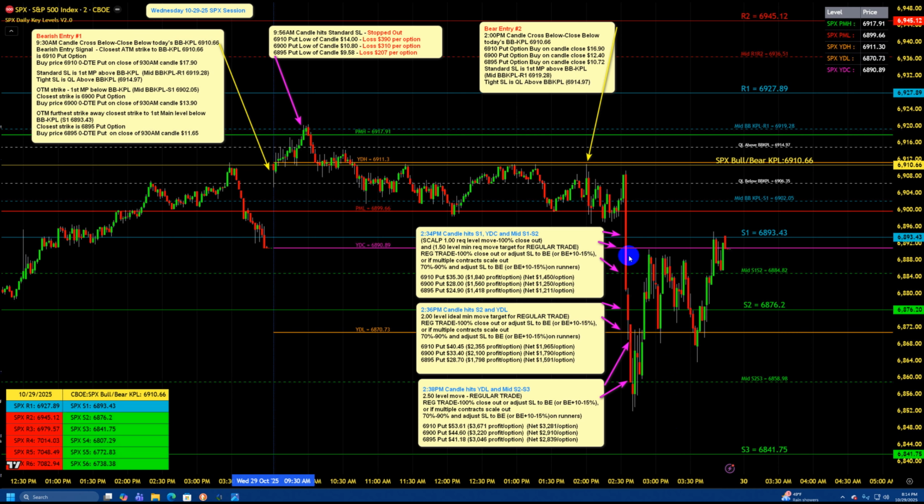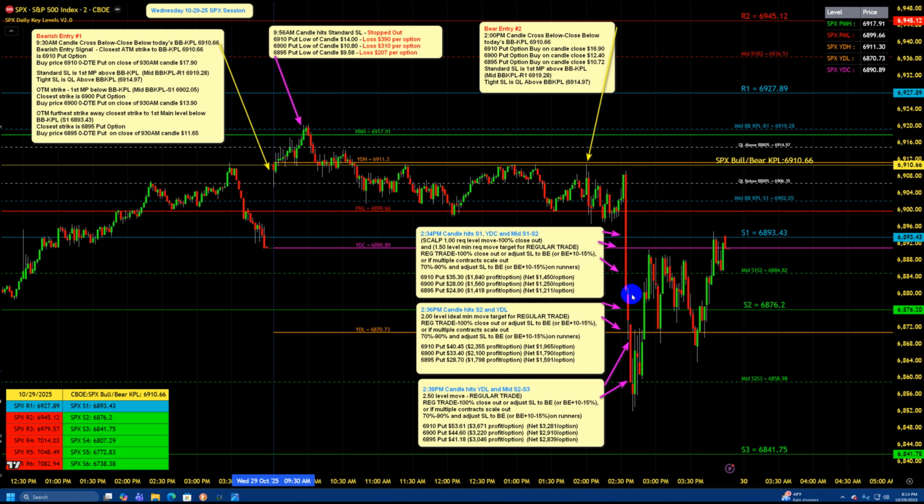So if you don't feel comfortable adjusting your stop losses, like for example, if you feel that's just too much managing for you, then just simply close out your trades, whether you want to close them out at the 1.5 level on a regular trade. Now this is if you're doing a regular trade. If you're doing a scalp, there is no adjustment. You're just one level, you're out.